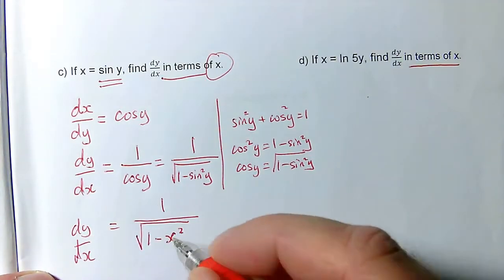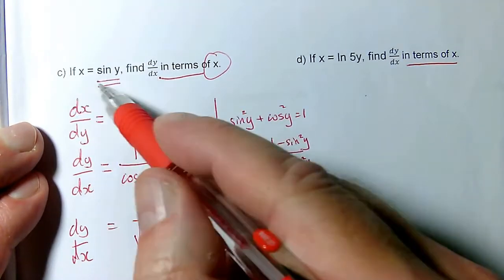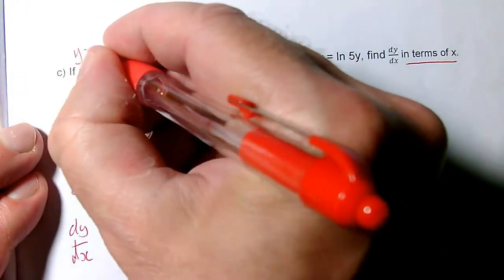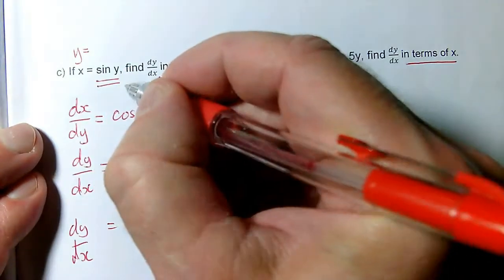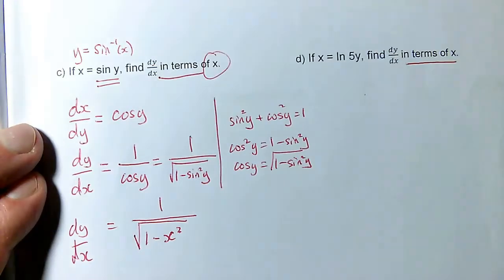So I've just differentiated this function, but this is just a strange way of writing the original function, which was y equals, if I make y the subject of the formula, y is inverse sine of x. Okay.